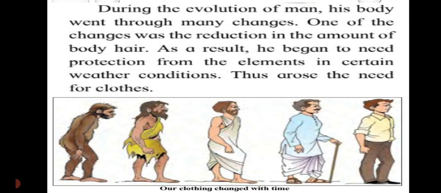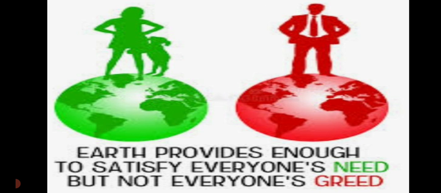So always remember that nature has given us enough to fulfill everyone's need. What does that mean? Earth provides enough to satisfy everyone's need, but not everyone's greed. So you must remember that nature cannot quench man's greed. Man must give priority to his needs and not desires. Only then will nature be able to take care of us all.